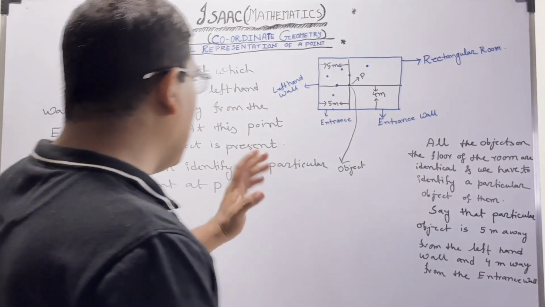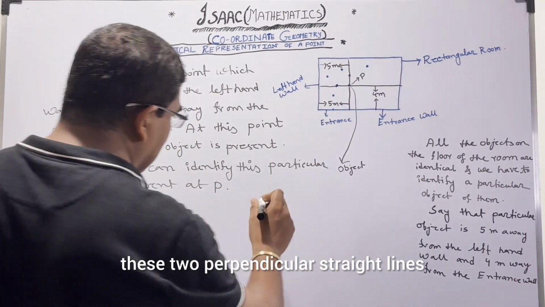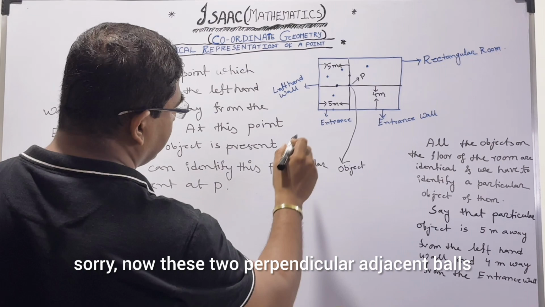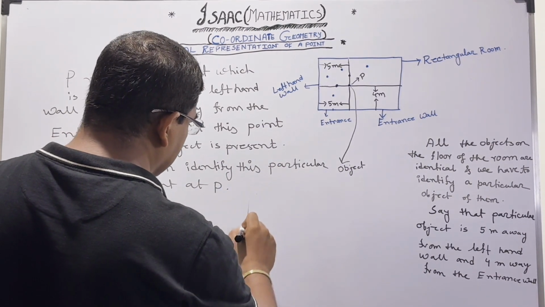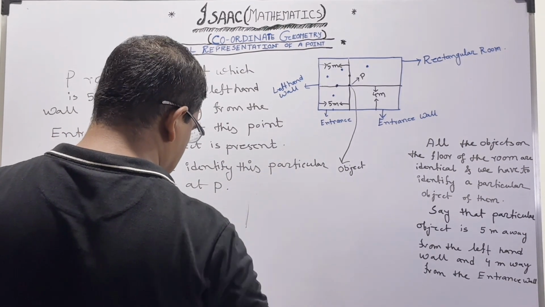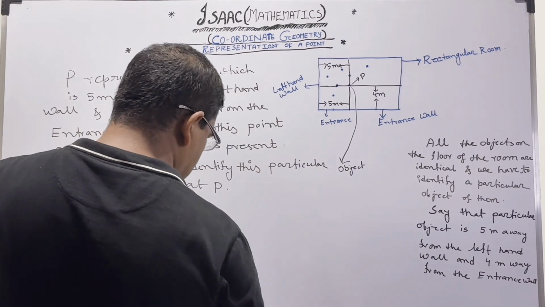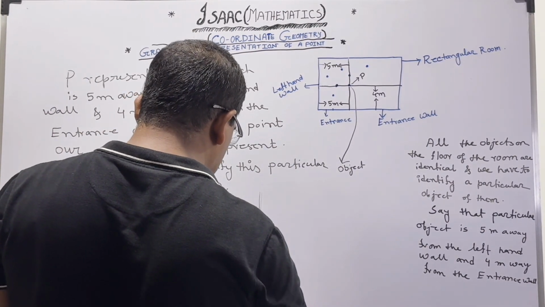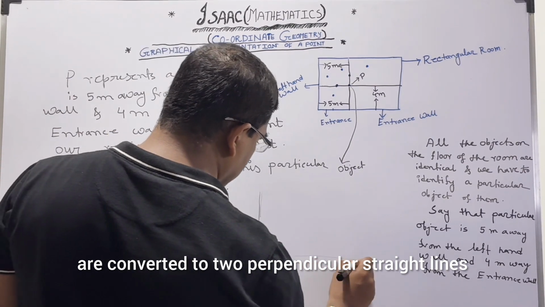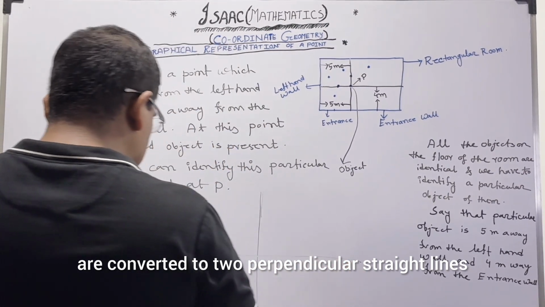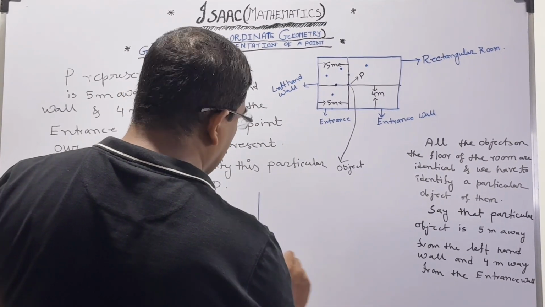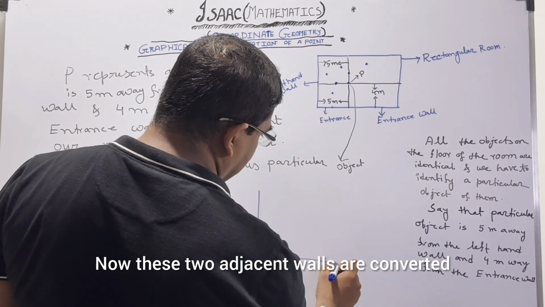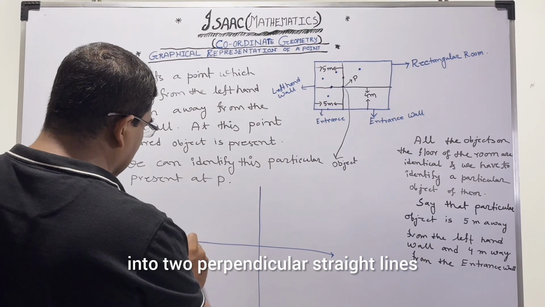Now these two perpendicular adjacent walls are converted into two perpendicular straight lines.